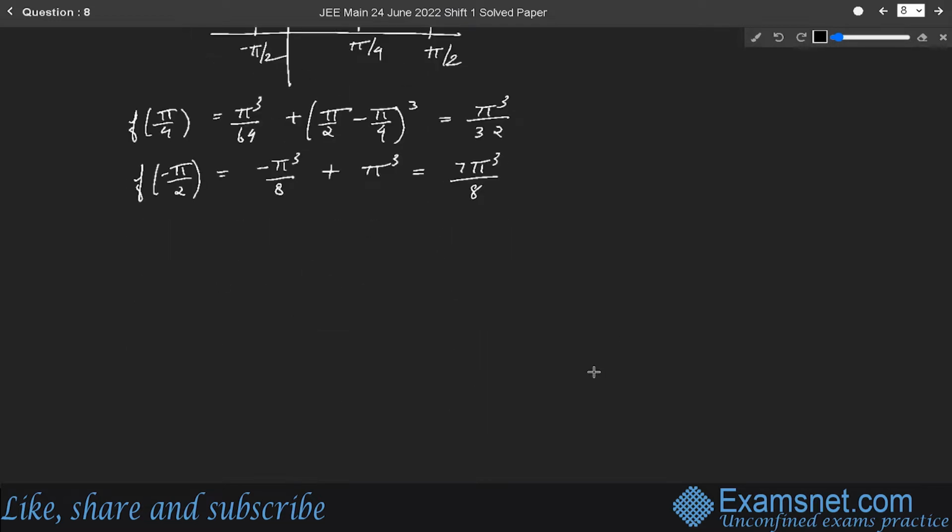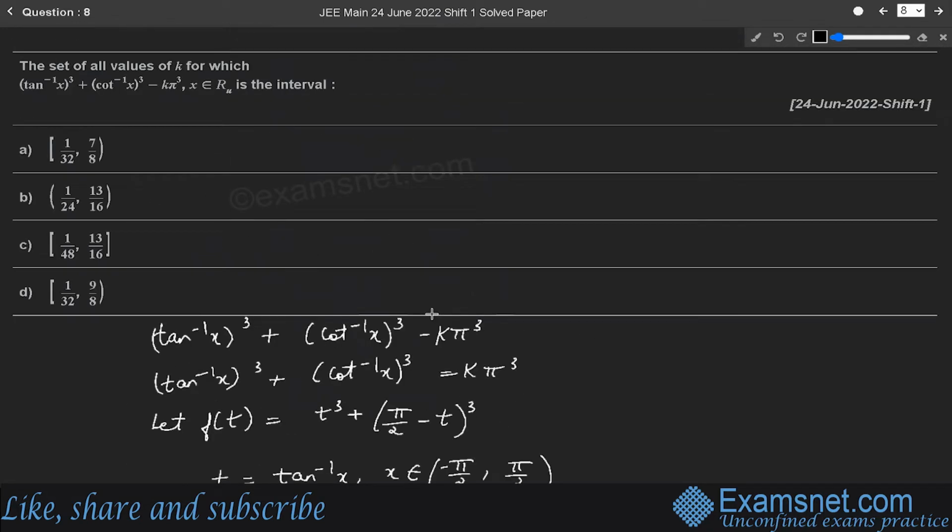Hence we can say that k pi cube belongs to pi cube upon 32 and 7 pi cube upon 8. So k belongs to 1 upon 32 and 7 upon 8. Hence, the correct option for this question is 1 upon 32 and 7 upon 8. So the correct option is option number A here.